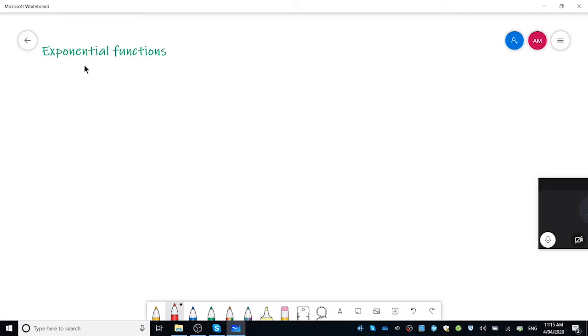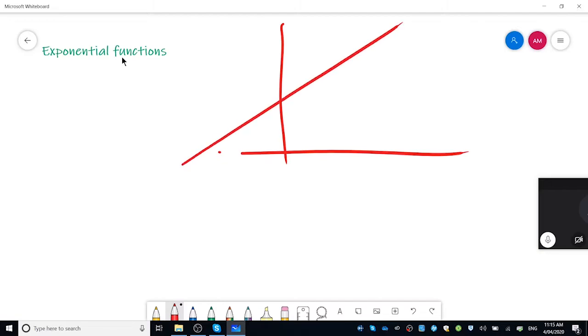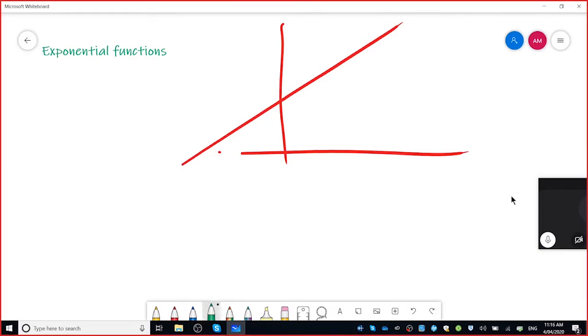Normally, you know what a linear function is. A linear function is one which goes straight. If I draw something like this, you see, this is our linear function, which is a straight line. And there is some function which I can draw like this, which goes like this and then like this. This is an exponential function.